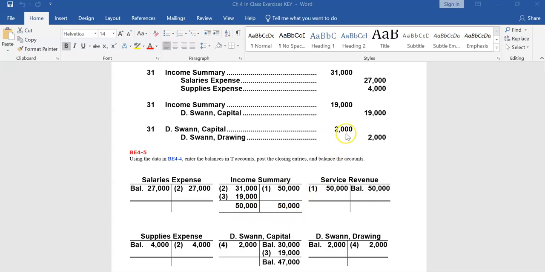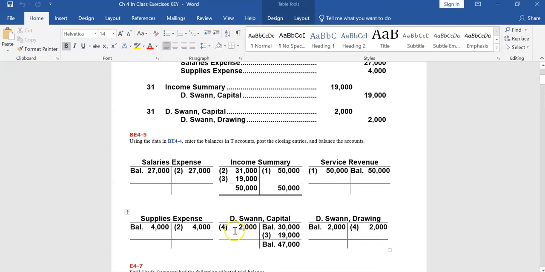Finally, the last closing entry took the balance in the drawing account, credited it, and debited it directly to the owner's capital account. So through those closing entries, we ended up ultimately transferring the amount of income into capital with the credit, decreasing that capital account with a debit from the drawings, leaving an ending balance in owner's capital of $47,000.